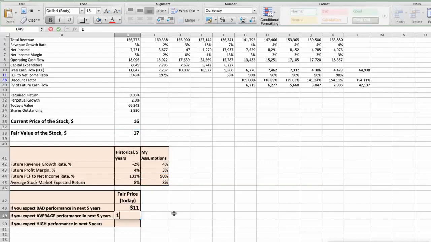Third scenario. Ford will have high performance in next 5 years, and we will use the following parameters in our calculation. Future revenue growth rate would be high, 6%. Future profit margin would be high, 4%. Future free cash flow to net income rate would be high, 100%. In this case, the fair value of the stock today would be $25.